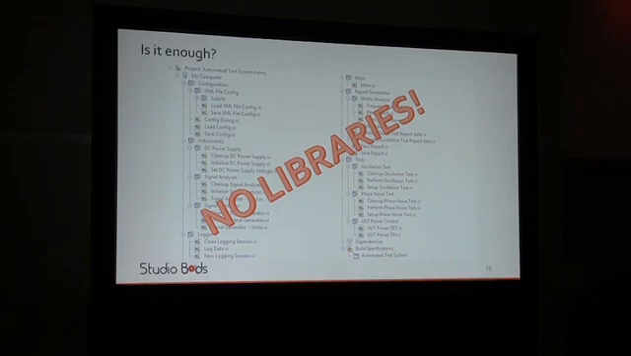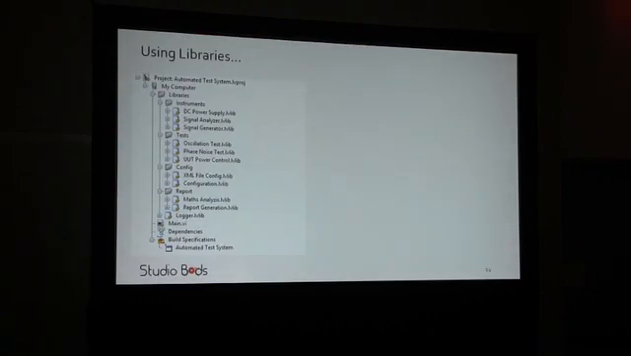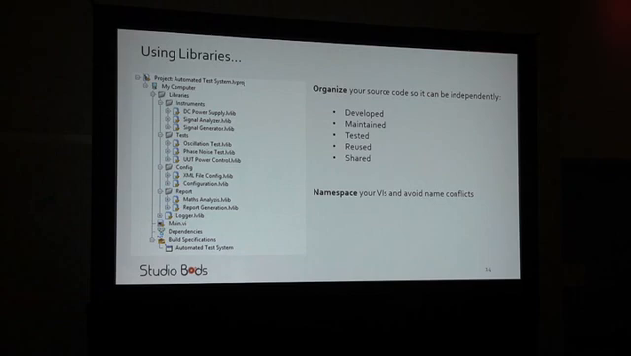And why use libraries? A library is a way to organize your source code so it can be developed independently, and you can define a person responsible for that library, who will take care of developing and maintaining it. You can test a particular library independently. You can reuse and, of course, share that library.